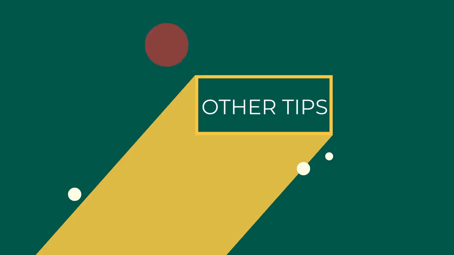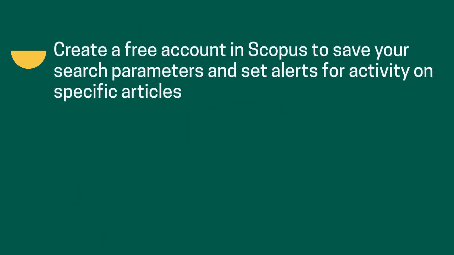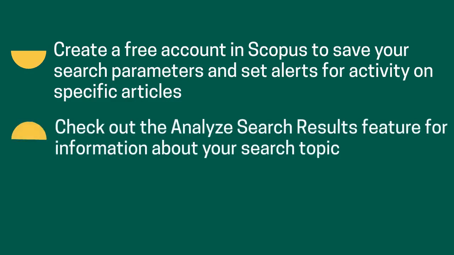Here are a few tips I'd like to leave you with. If you choose to create a free Scopus account, you can save your searches so you can easily run the same search again with the filter parameters that you've already set. Additionally, you can create alerts to be notified if a specific article is cited, which is particularly handy if you're following the progression of a project or tracking the interactions with work that you yourself have published.